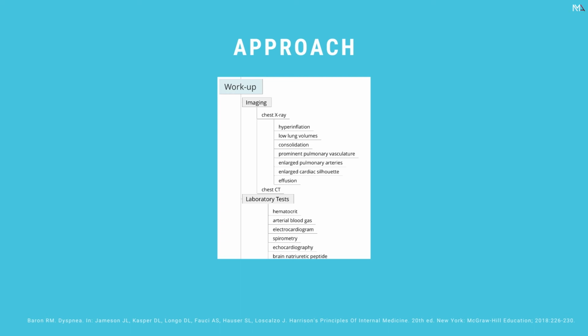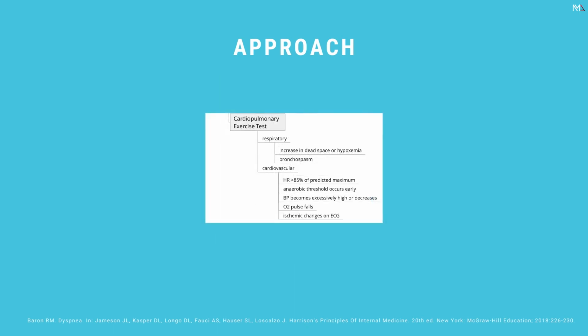Laboratory studies include hematocrit to check for anemia, arterial blood gas to check for metabolic acidosis seen in chronic respiratory failure, ECG to check for ventricular hypertrophy and myocardial infarction, spirometry to check for presence of an obstructive disease such as COPD and asthma, echocardiography if systolic dysfunction, valve disease, or pulmonary hypertension is suspected, and BNP if patient presents with acute dyspnea to assess for heart failure.